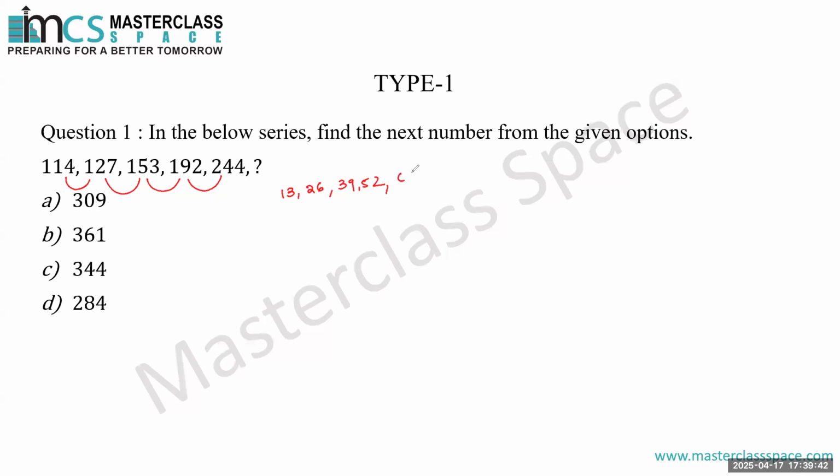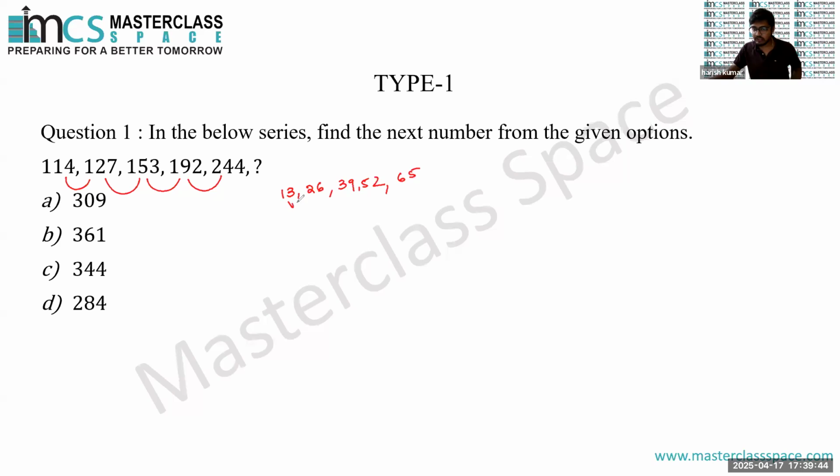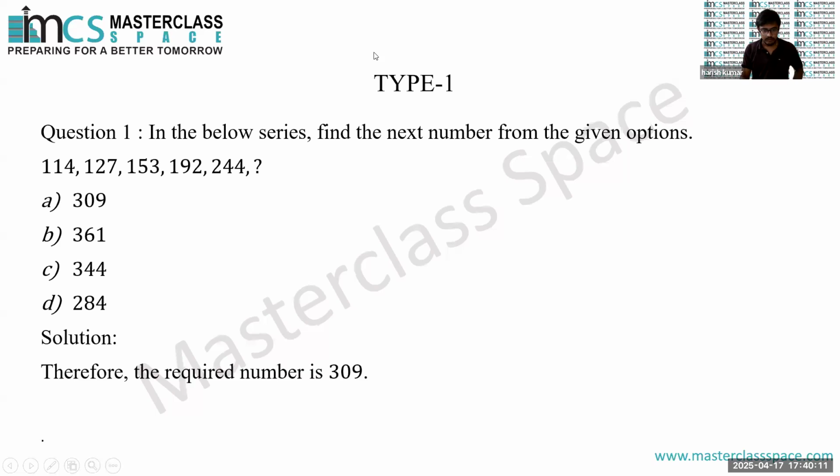65, right? Because 13 ones are 13, 13 twos are 26, 13 threes are 39, 13 fours are 52, 13 fives are 65. So to 244, to get the next number, I have to add 65. So 244 plus 65 is 309, which is your answer. So option A is the right answer. Everyone clear in this? Any doubts? No? Okay, great. Yeah, Soumya was correct. Option A is the right answer. All right, let's move to the next question.